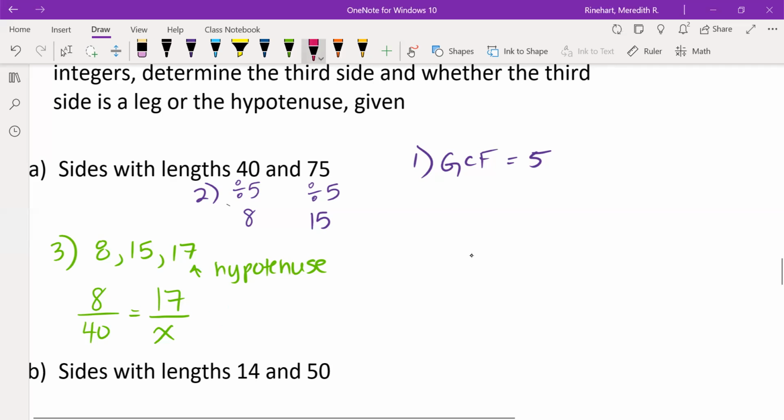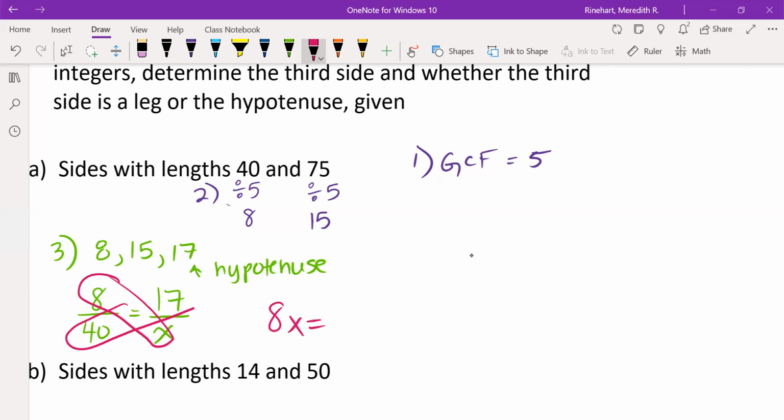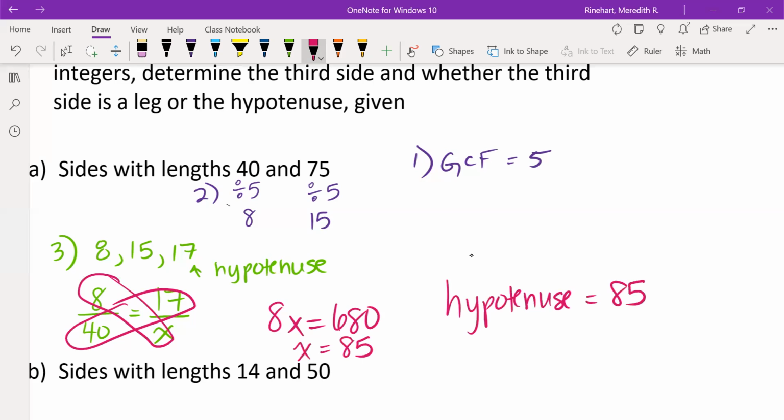So looking at this, I'm just going to use this one here. We're going to cross multiply. We get 8x equals 17 times 40, which gives us 680. Divide that by 8, and you get x equals 85. So our hypotenuse here is 85. And that is our answer. Let's go ahead and try another one here.